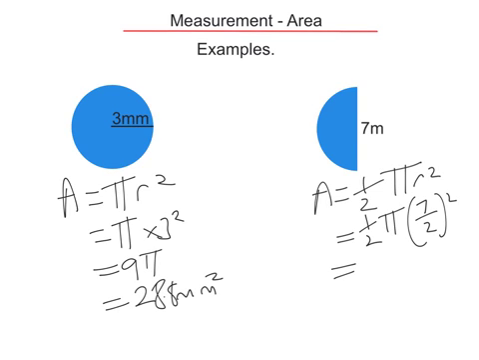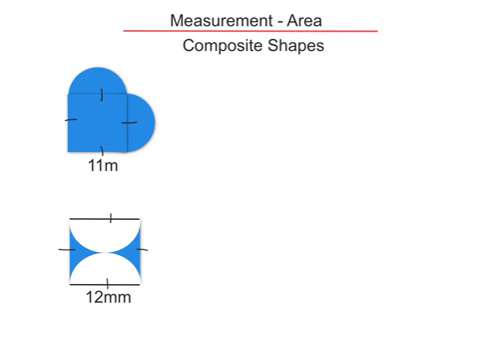That equals 19.2 metres squared. This next example is a mixture of two different shapes. First of all, we've got the square, which is 11 by 11, and then we've got two half circles, this one here and this one here. And because they're two half circles, both with the diameter of 11, they make one full circle with a diameter of 11.